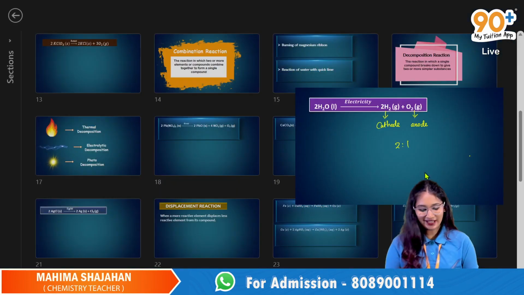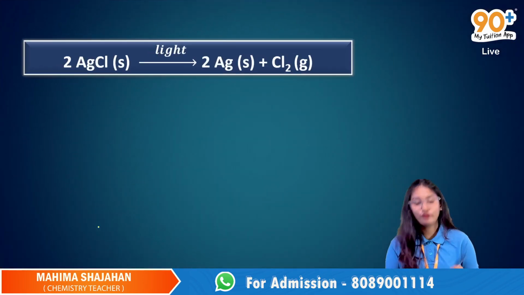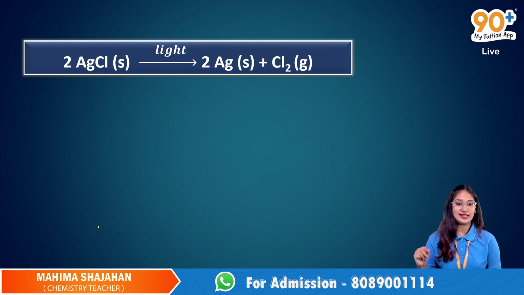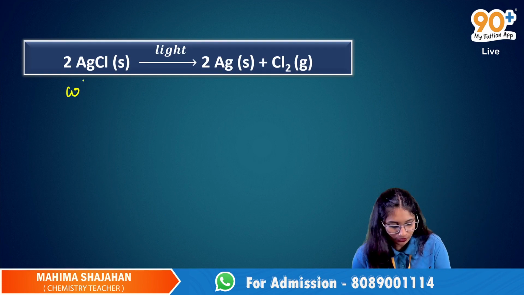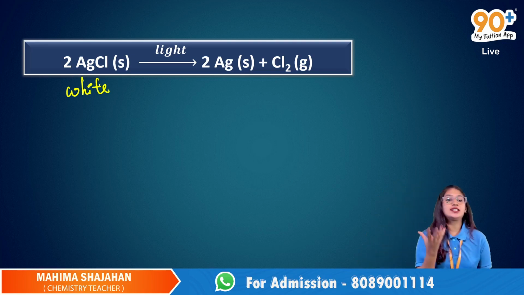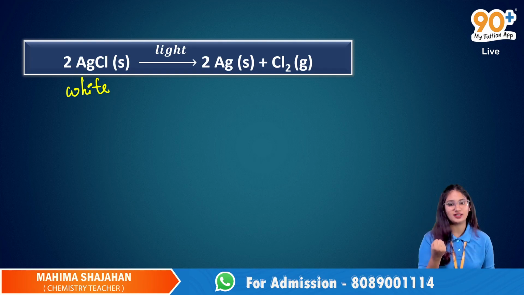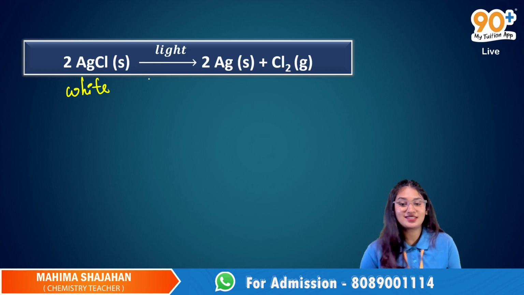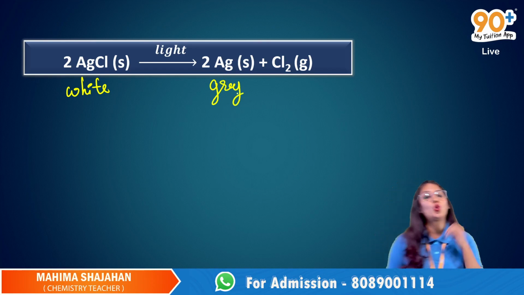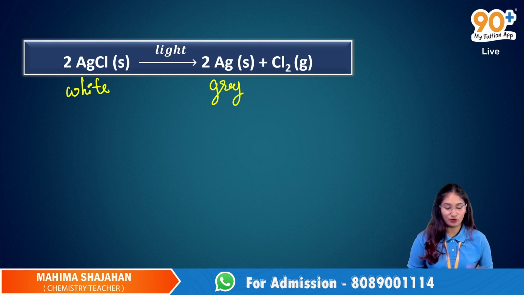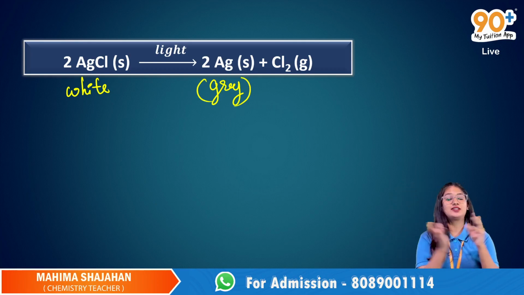Now let's see photolysis or photo decomposition. Here see AgCl, a white color powder. If we keep this AgCl in sunlight for some time, you can see that gradually the white color disappears and it turns grayish. Why? Because in the presence of sunlight, AgCl decomposes and we get silver metal and chlorine gas. The chlorine gas escapes. This silver metal is gray in color. So what was white in color turns gray.